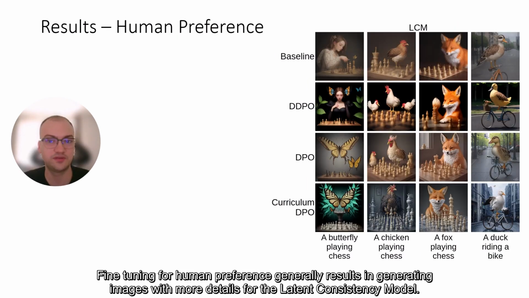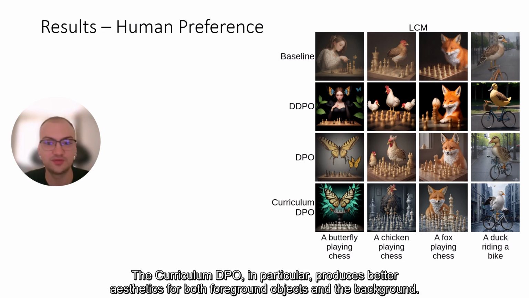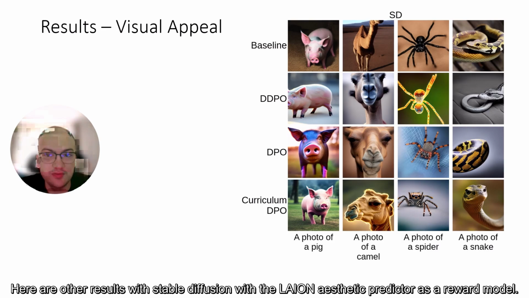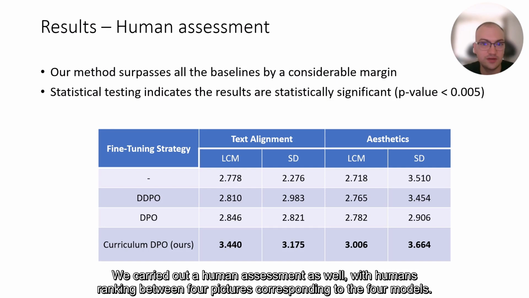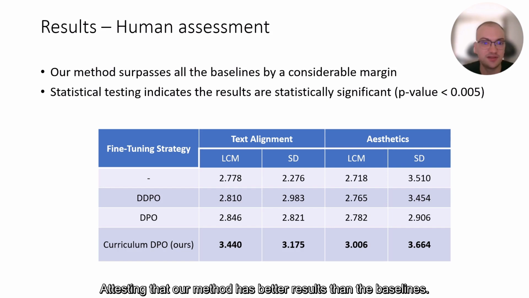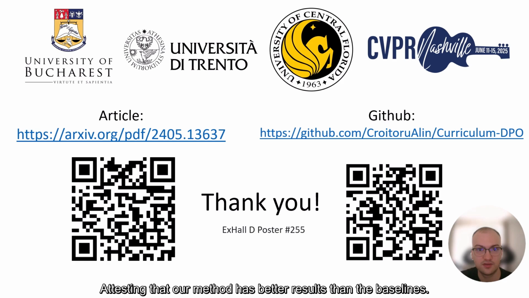Fine-tuning for human preference generally results in generating images with more details for the latent consistency model. Curriculum DPO in particular produces better aesthetics for both foreground objects and the background. Here are some other results with stable diffusion with the LAION aesthetic predictor as a reward model. A good example showing the increased performance of our method is the camel in the second column. We carried out a human assessment as well, with humans ranking between 4 pictures corresponding to the 4 models, attesting that our method has better results than the baselines.